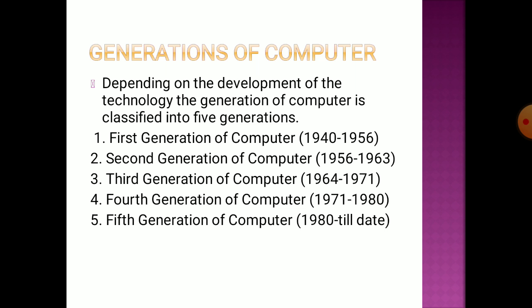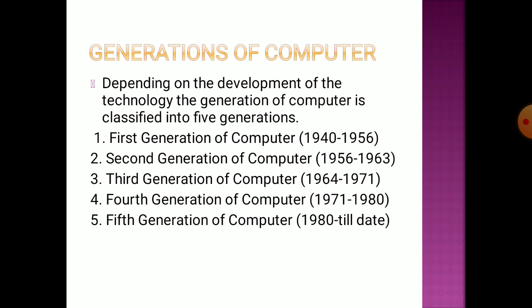As I told, the first generation of the computer started in the year 1940 and it was there till 1956. So the era of your first generation was between 1940 and 1956. Next, the second generation era was from 1956 till 1963. Similarly, the third was 64 to 71, fourth was 71 to 80, and fifth was from 80 till today.